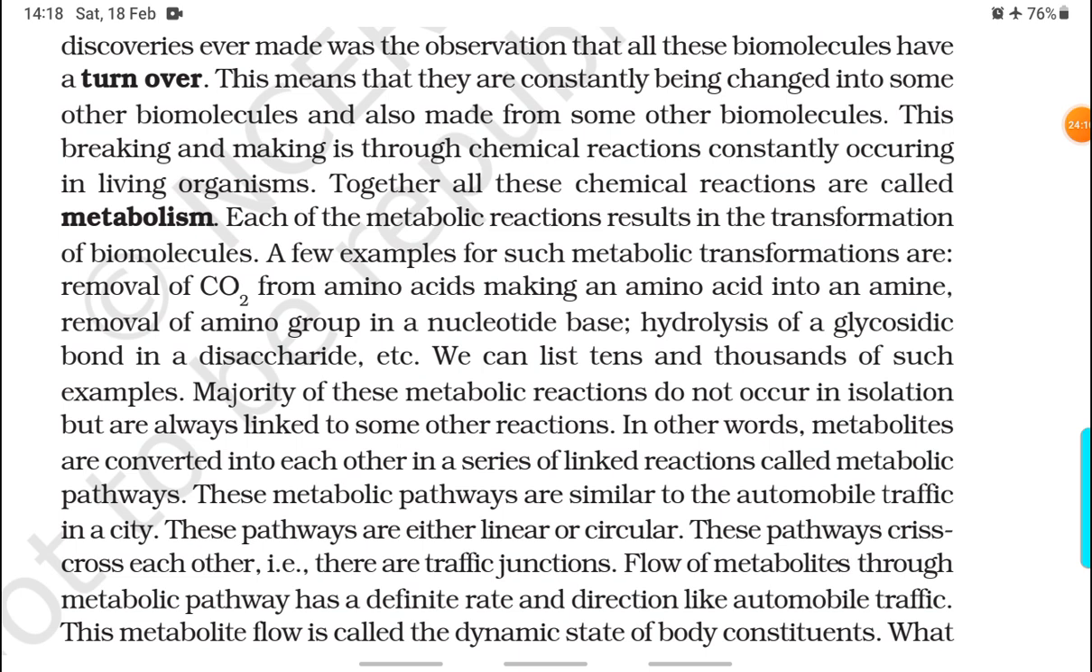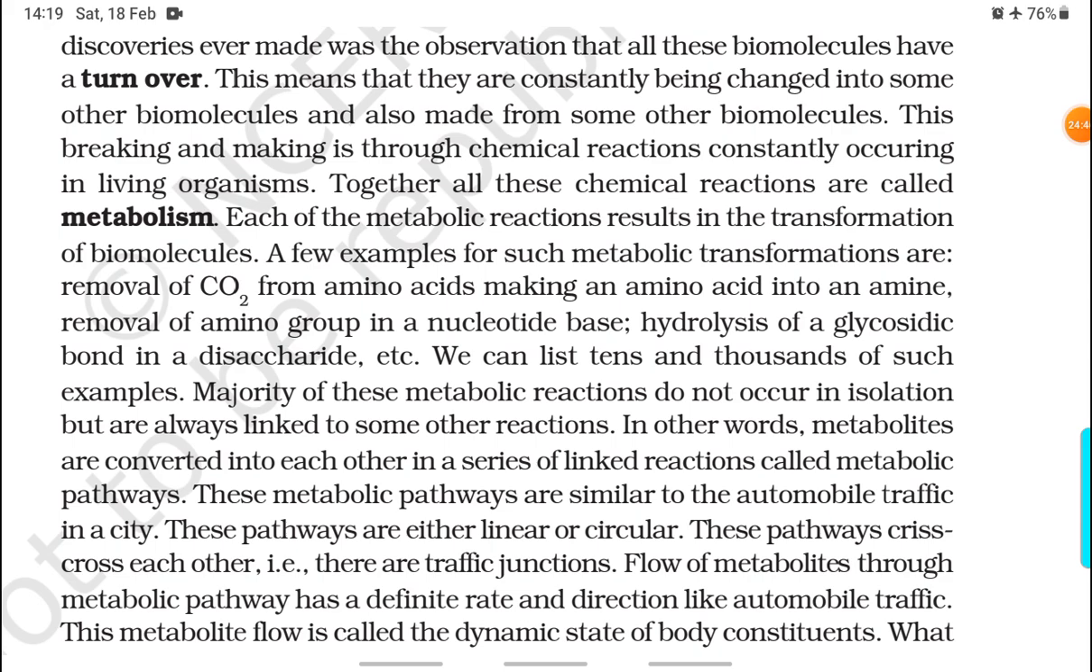This breaking and making is through chemical reactions constantly occurring in living organisms. Together, all these chemical reactions are called metabolism. Each of the metabolic reactions results in the formation of biomolecules. A few examples of such metabolic transformations are removal of carbon dioxide from amino acids, making an amino acid into an amine, removal of amino group in a nucleoside base, hydrolysis of a glycosidic bond in a disaccharide, etc.